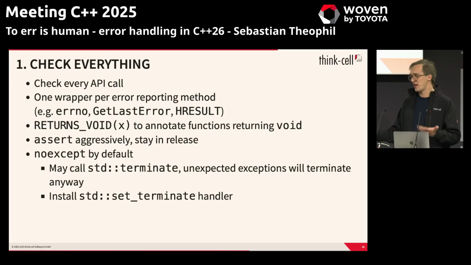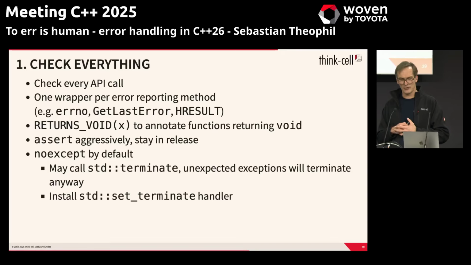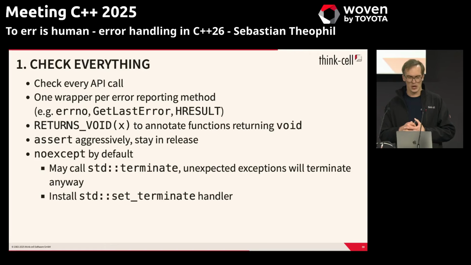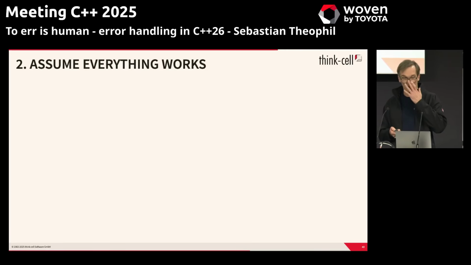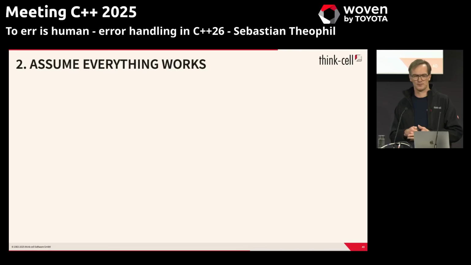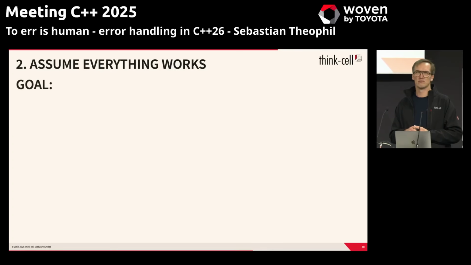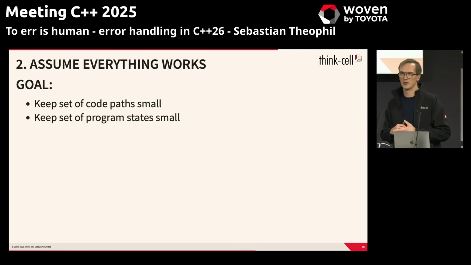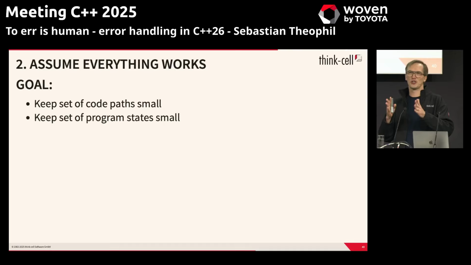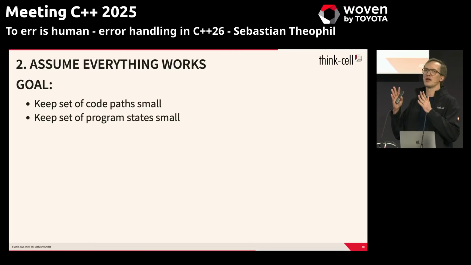Okay, now we check everything. We have a lot of error checking statements in the code. What do we do with all that information? By default, we don't do anything. By default, we assume everything works, unless we could prove otherwise. And the goal is that we want to have a small set of possible code paths. We want to make sure which things actually do happen in practice and which things never happen, because then we don't have to think about them.